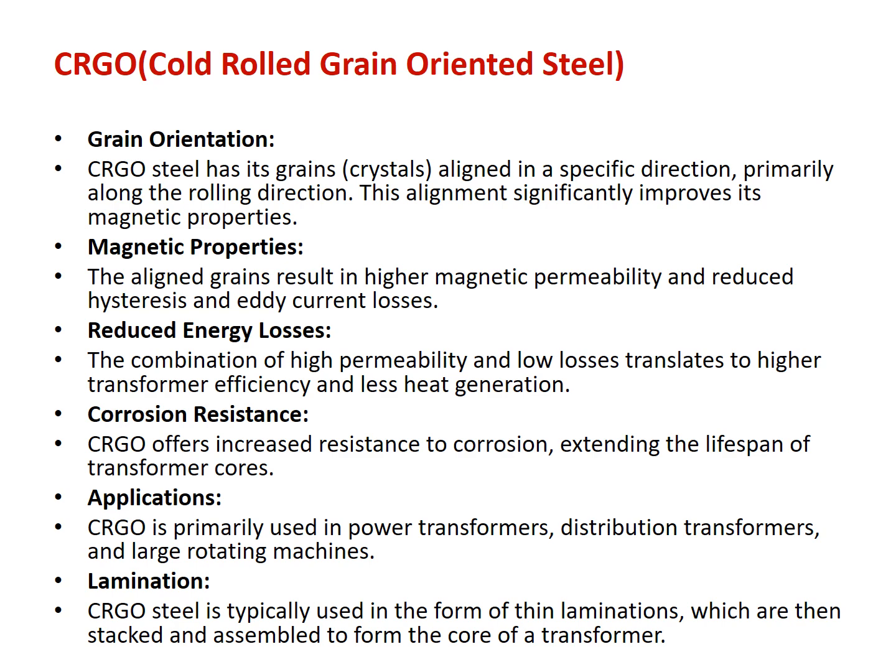Applications of CRGO material: CRGO is mainly used in power transformers, distribution transformers, and large rotating machines. Laminations: CRGO steel is typically used in the form of thin laminations, which are then stacked and assembled to form the core of a transformer.